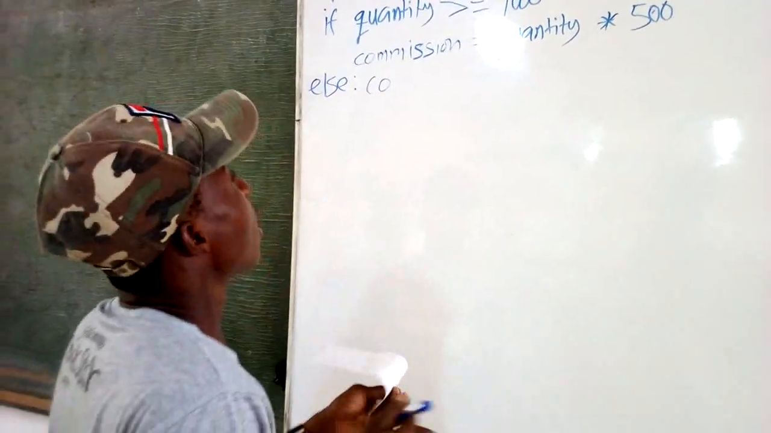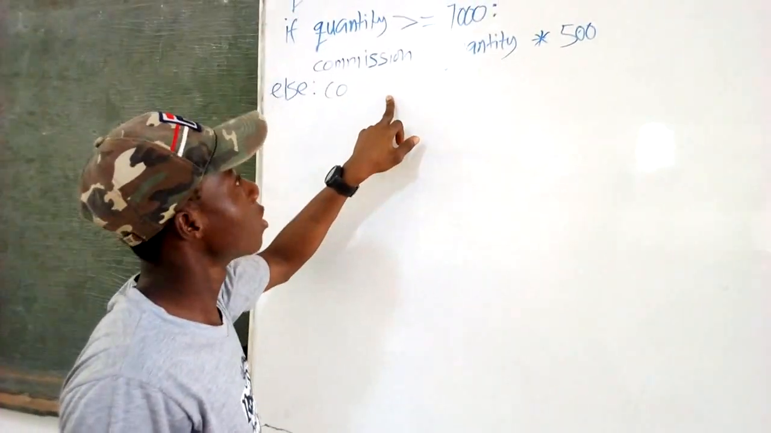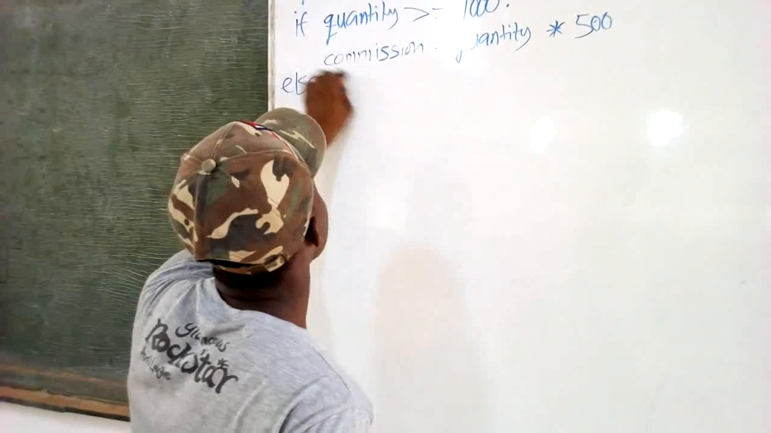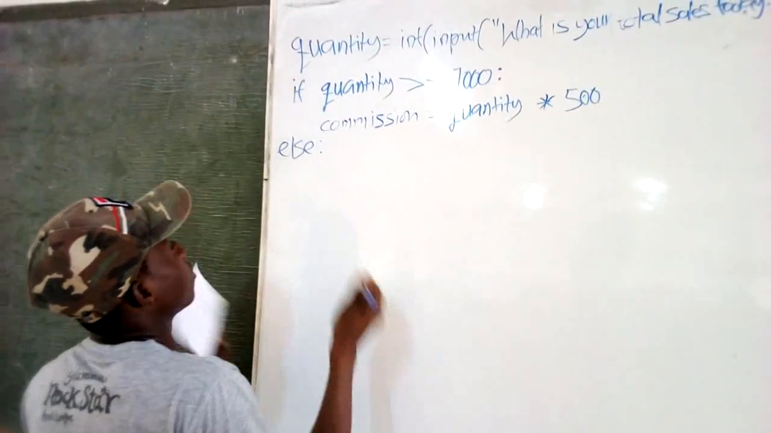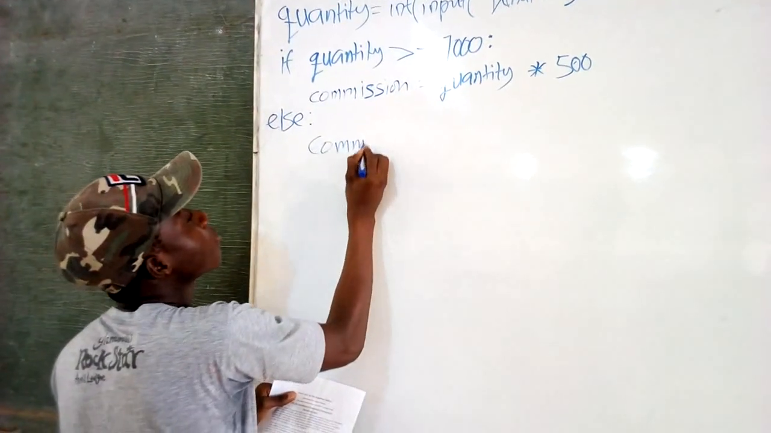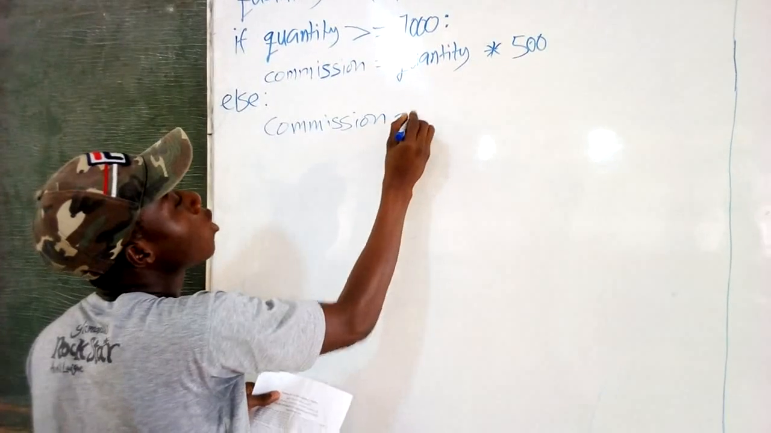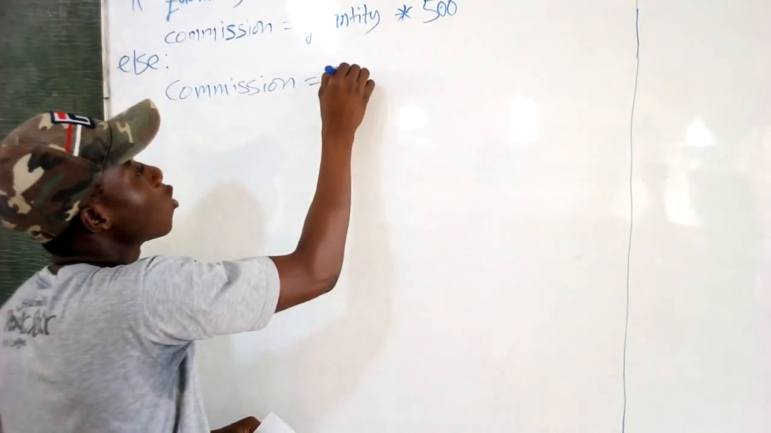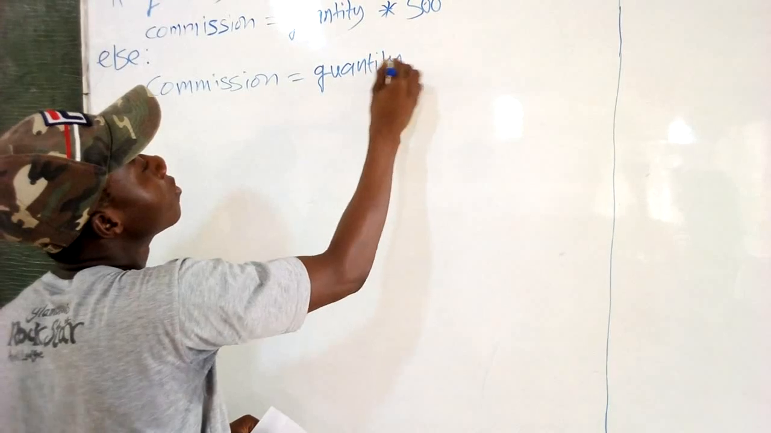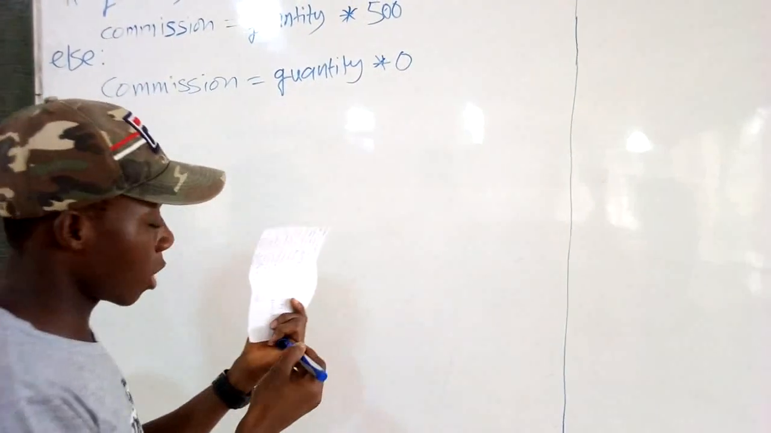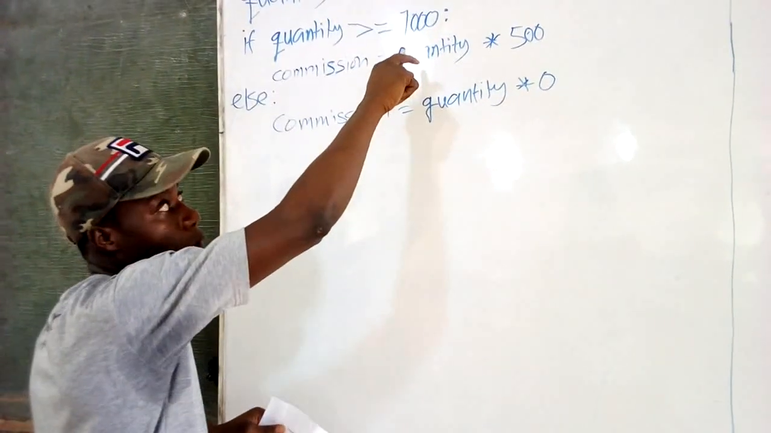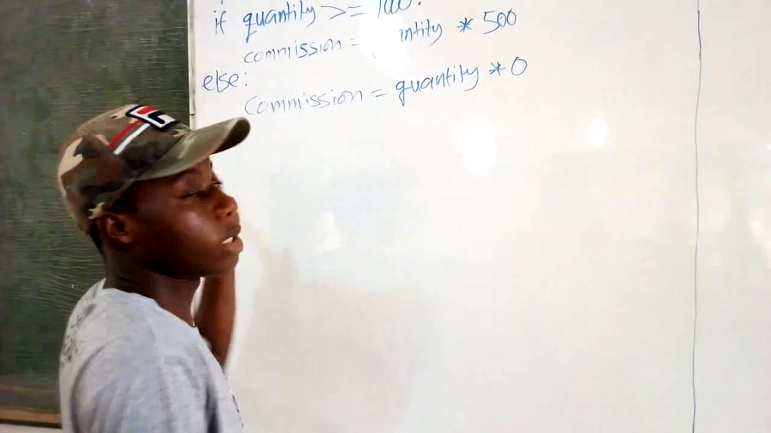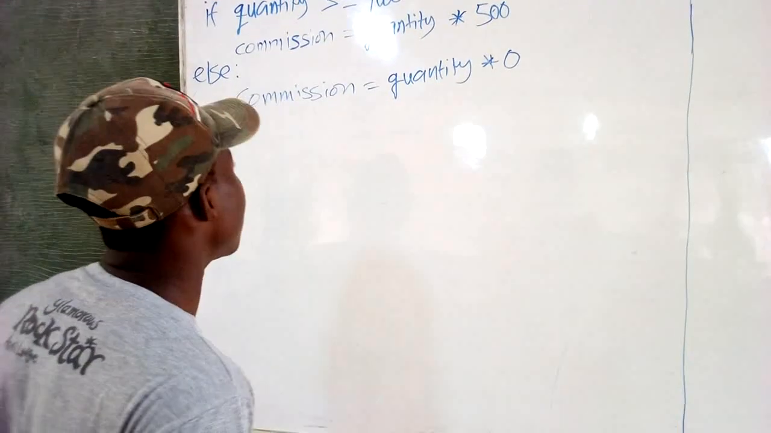There's something you should know. Right after the colon, you can continue the code. And if you want, you hit enter and come down and do it. So let me use that method as we've been using. Else, commission will be equal to, here you can put zero, just zero, and leave it like that. Or here you can put quantity multiplied by nothing. Because the question says if it is more than or equal to 7,000. So if it is not, what should be done? Nothing should be done. It should be zero. Commission should be zero. Or it should be quantity times zero, which will give you the same zero.